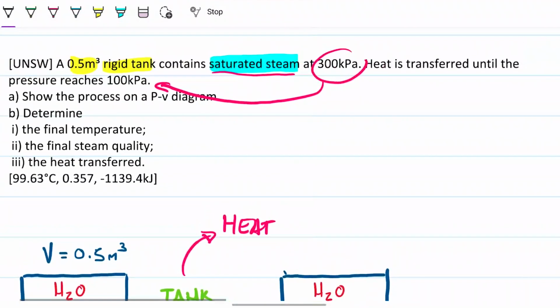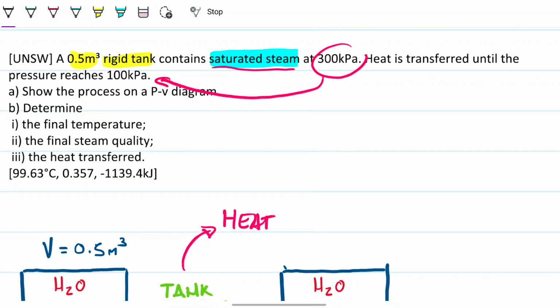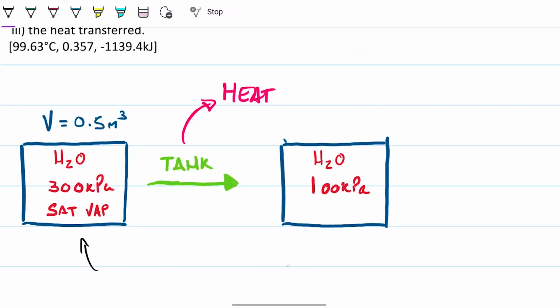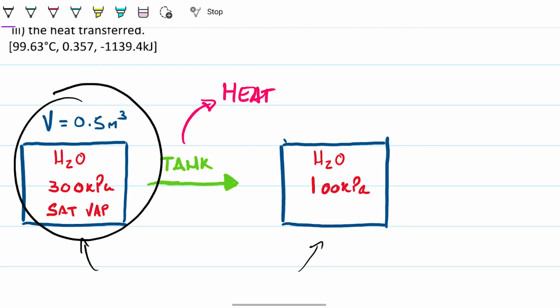So let's go down to the property table. The first thing I'm going to look for is the specific volume for the gas, because if I have that, I can complete part A and put it on the PV diagram. The other thing I can do is start looking at 100 kilopascals and see what the properties are there. If we think about it, this is state number 1 and this is state number 2. What do we know about state number 1? We know it's saturated vapor at 300 kilopascals. Perfect. We can grab all the properties we wish for.